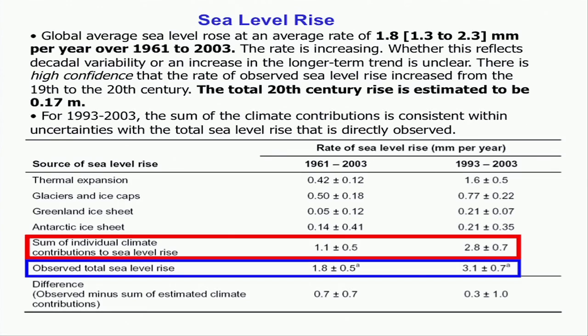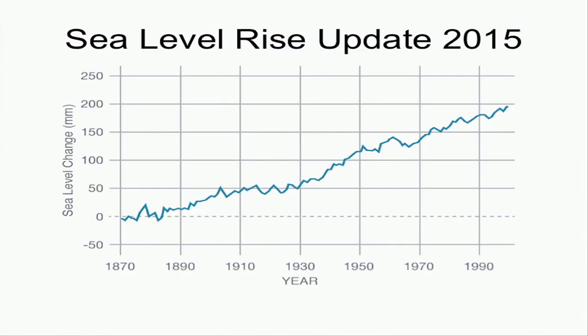So you'll notice typically over that decade, 93 to 2003, we were looking at of the order of 3 millimetres per year, which has increased from the previous decade. So we continue to monitor sea level rise, and typically you will see graphs like this.